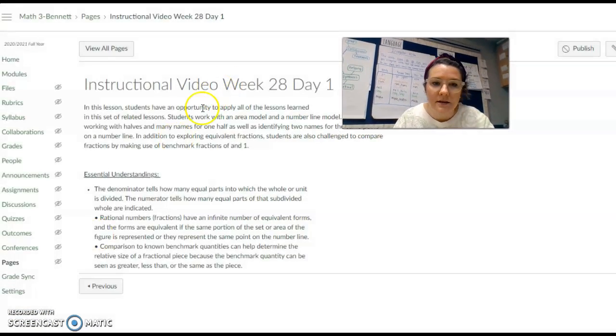All right. So we want to be able to understand that the denominator tells us how many equal parts into which the whole or unit is divided. We also want to understand that the numerator tells us how many equal parts of that subdivided whole are there, okay? We also want to understand that rational numbers, fractions, have an infinite number of equivalent forms. Okay, so we want to be finding those equivalent fractions.